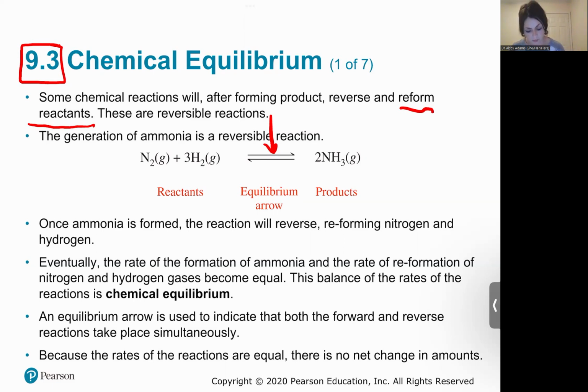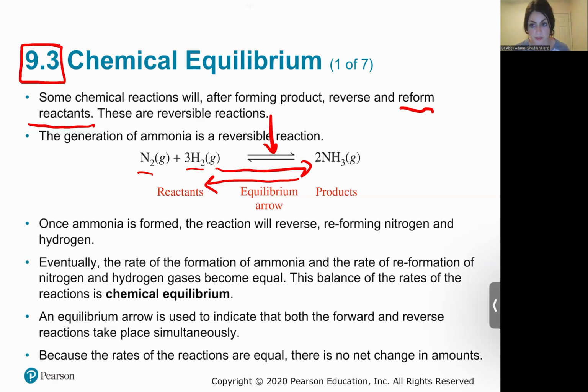So the generation of ammonia, that's one reversible reaction. Once ammonia is formed, it can reverse and form nitrogen and hydrogen again, right? So it can move this way and can move that way, hence the double-sided arrows. So eventually, the rate of the formation of the ammonia and the rate of the reformation of the nitrogen and hydrogen gases are going to become equal. So this state that is equal is a balance of those rates of reaction, and that's called chemical equilibrium.